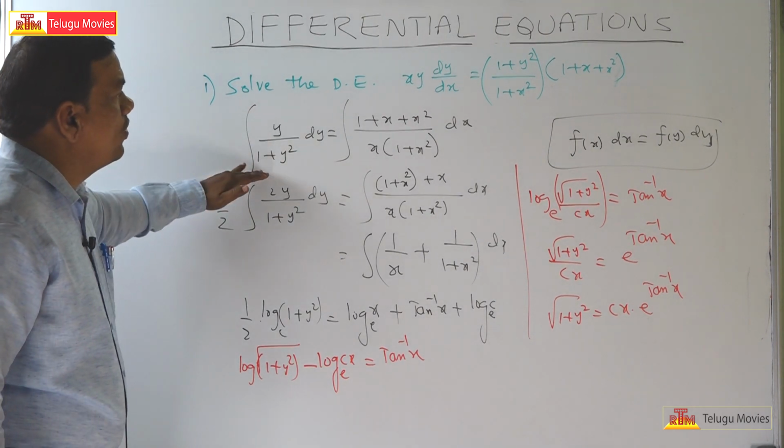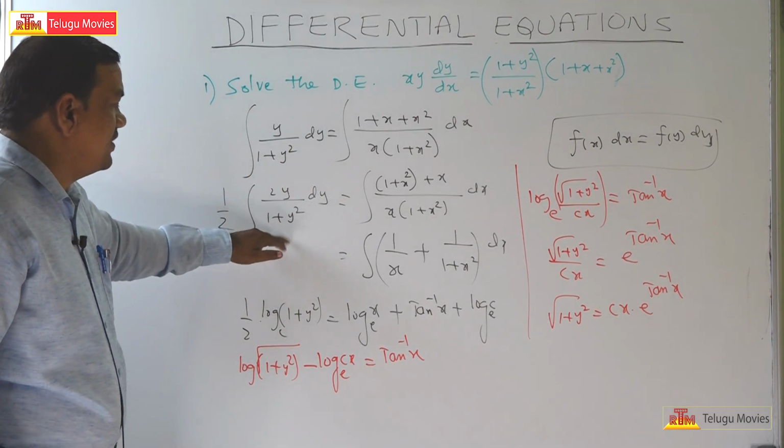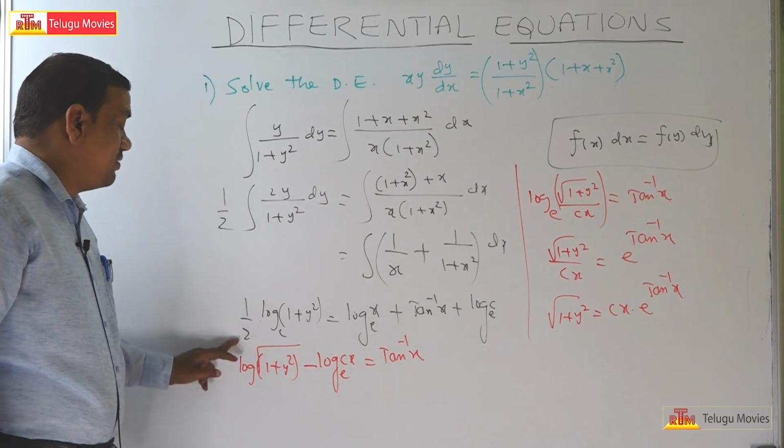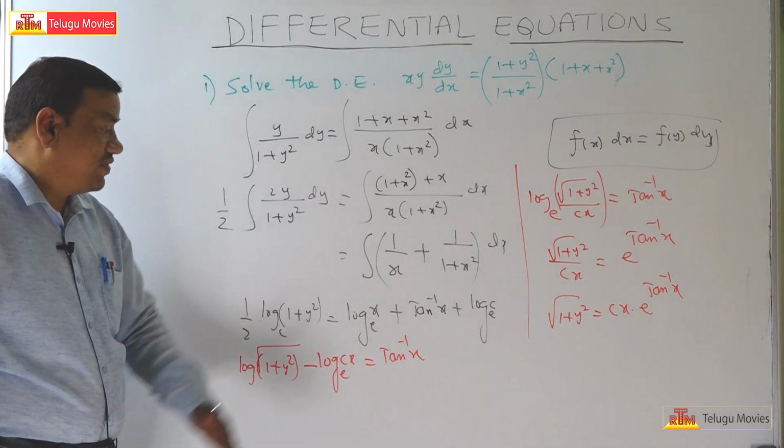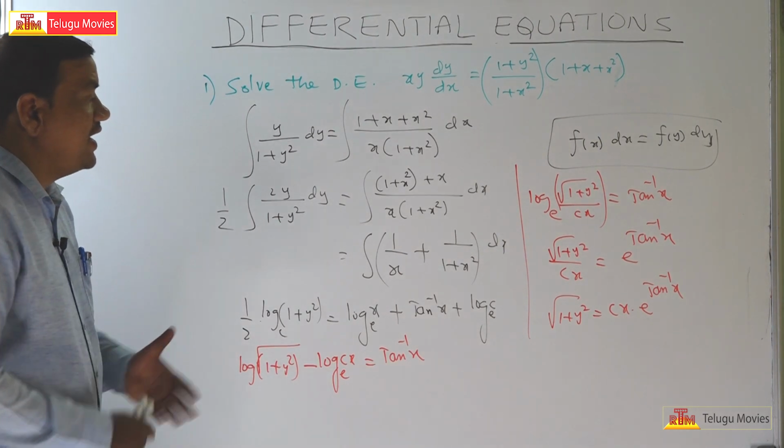Y by 1 plus y square, 1 plus y square derivative is 2y. That is why 1 by 2 log of 1 plus y square. So this is log x, that is tan inverse of x. We have taken all to one side and we wrote like that.